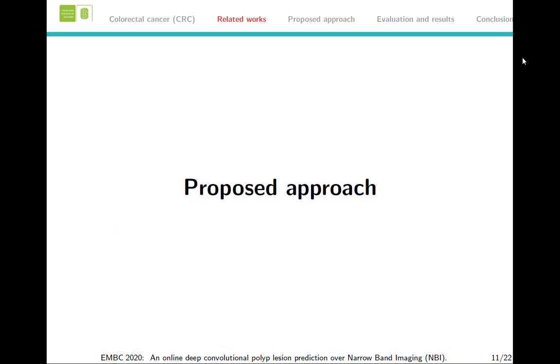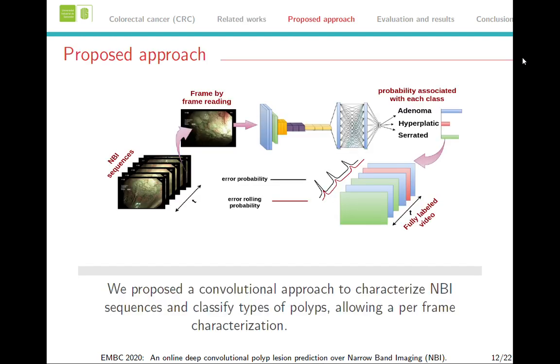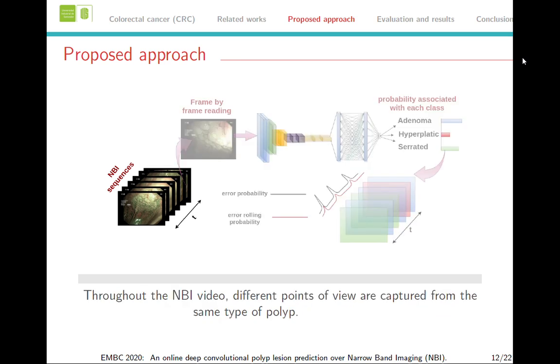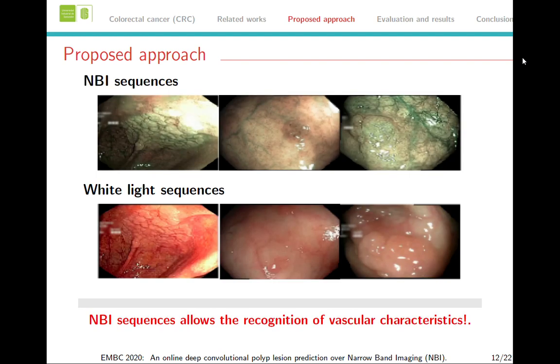Our proposal to solve these problems: we have some NBI sequences that are mapped to a convolutional representation for each frame, and then a joint probability is made between all the frames to define a general class for the video. First, we have a sequence that has multiple observations of the same polyp throughout the video. We choose NBI sequences because, as you can see, they are fundamental for a correct characterization of vascular patterns.